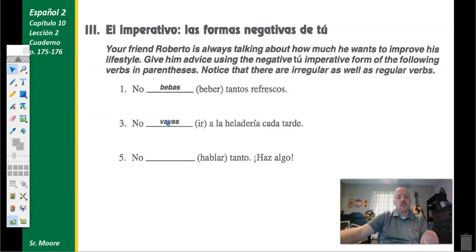Número 5. No hablar tanto. Don't talk so much. Haz algo. Do something. The negative tú command there for hablar is hables. No hables tanto. Haz algo. Again, if you have questions, let's talk about those the next time we're together.